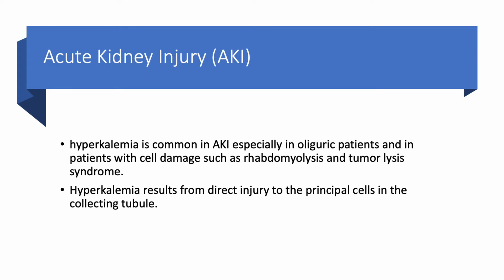What about acute kidney injury? Hyperkalemia is very common in acute kidney injury, especially if the patient is making little or no urine, in oliguric patients. Now, in patients with rhabdomyolysis and tumor lysis syndrome, you can find severe hyperkalemia that usually requires immediate attention with medical therapy and maybe dialysis. In acute kidney injury, we see hyperkalemia due to direct injury to the principal cells in the collecting tubules. These cells secrete potassium. So if there's an injury, then you don't have potassium secretion, and subsequently you're going to have hyperkalemia.